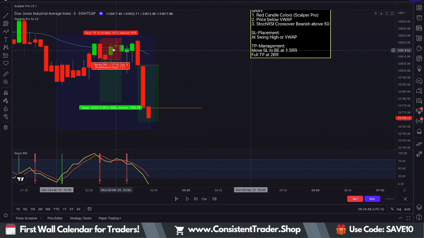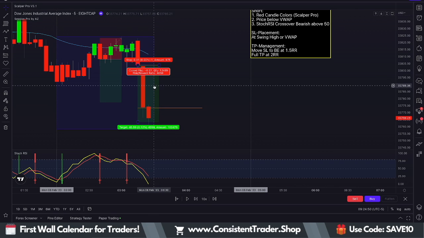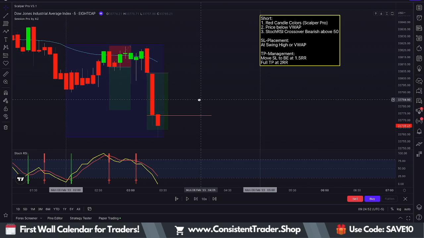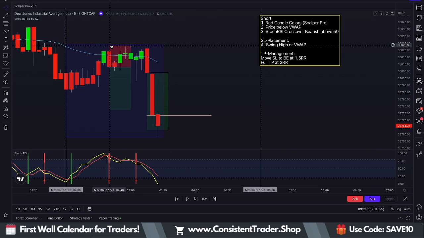So we would have lost 1% right here, but we would have made back 2% in profit on this single trade. Alright guys, those are the two examples for short positions. Of course, if you have more questions, it's a must to join our Discord server.